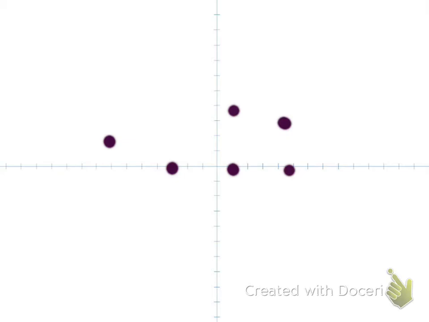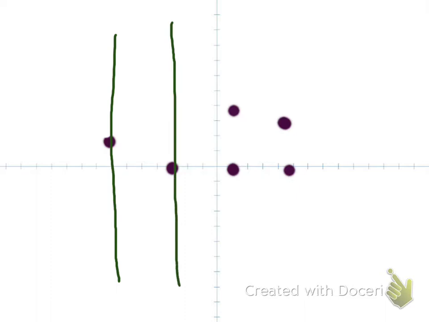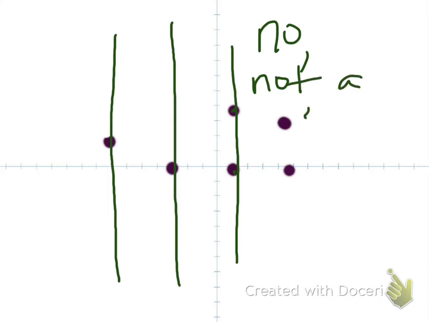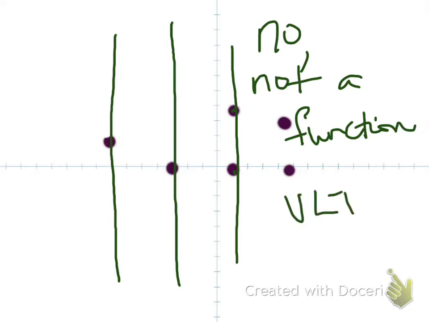All right, let's look at this one. We have some dots here. Same thing. We're going to draw some vertical lines. Oops. Okay, let's try that vertical line again. Vertical line. It went through 1 point. Went through 1 point. It went through 2 points, right there and right there. So this is not a function, and that is because of the vertical line test.